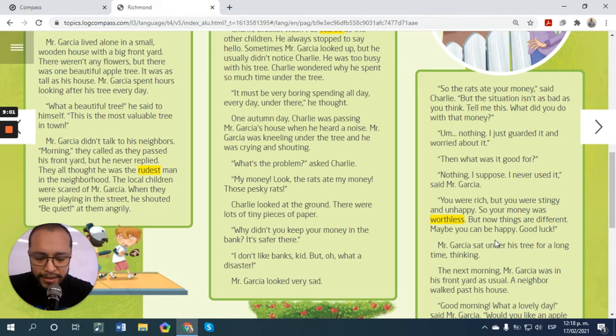¿Sí? El dinero que tenía Mr. García enterrado bajo este árbol, pues no tenía ningún valor, solo era un artículo para preocuparlo, porque él estaba ahí pendiente, se perdía su vida solamente por estar cuidando su dinero, pero con ese dinero no hacía nada, entonces era simplemente papel enterrado. So the word worthless means without value. That means useless, nothing. Right.